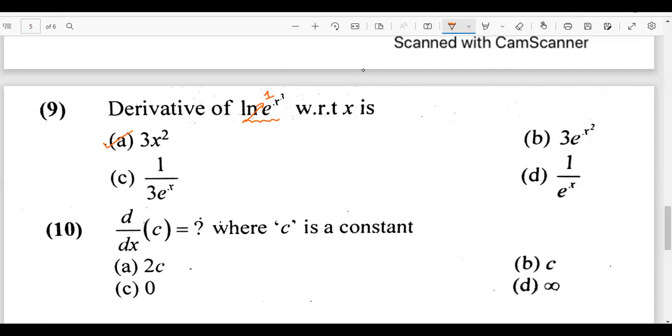ln e would be 1. The values would cancel now. I thought it was just ln e cubed. Yeah, they would have cancelled. Yes, they would be cancelled. Very good. Okay. Then the 10th part is very easy.